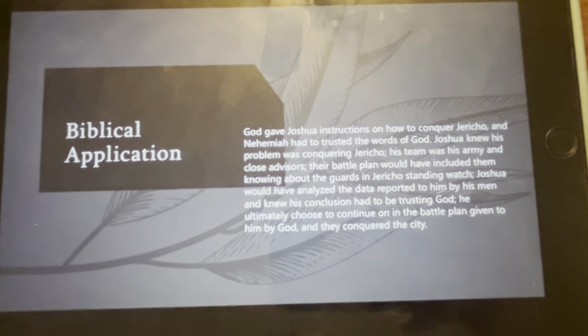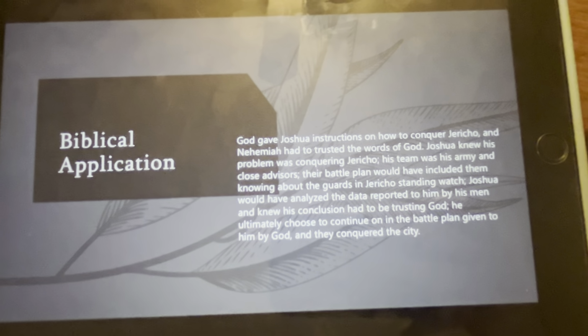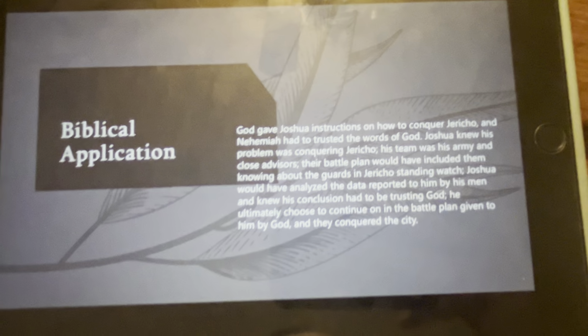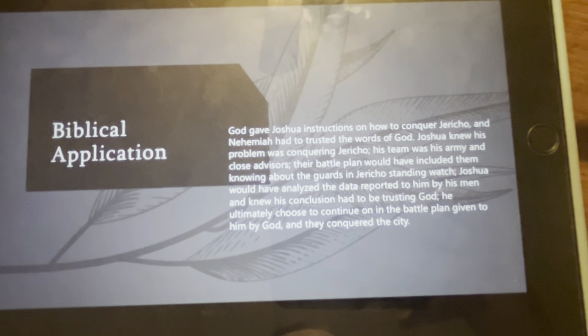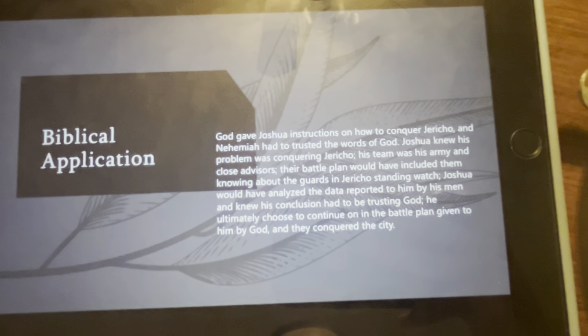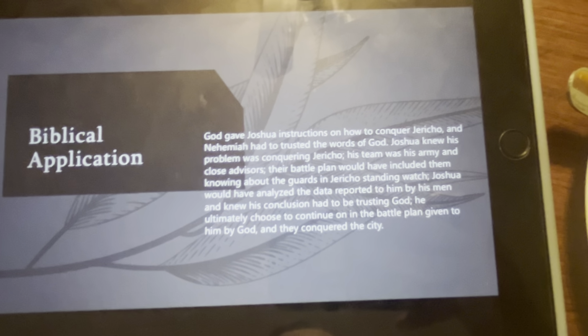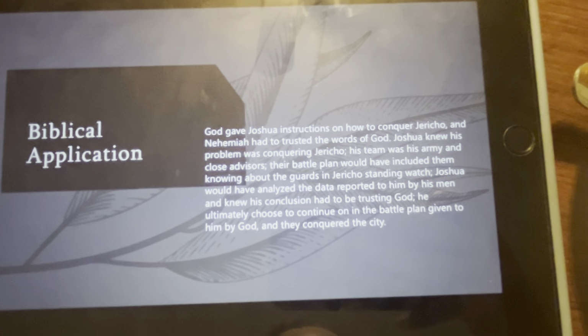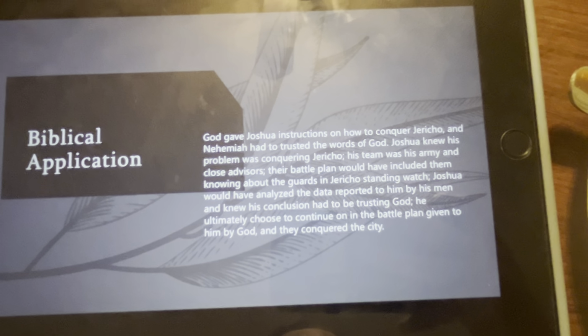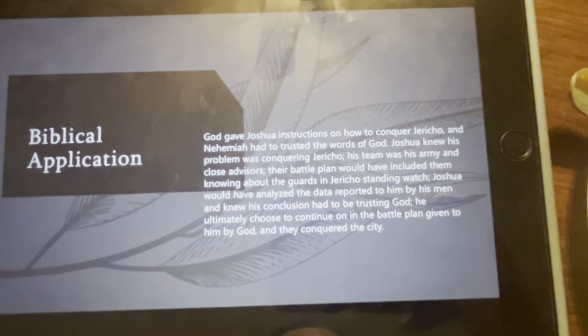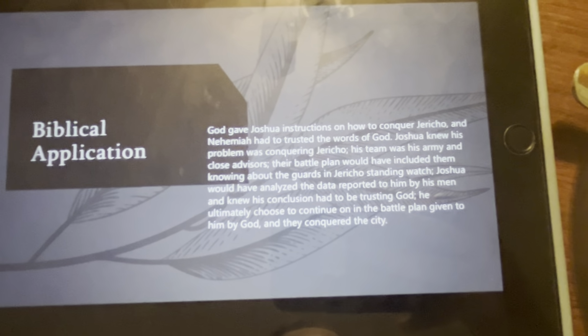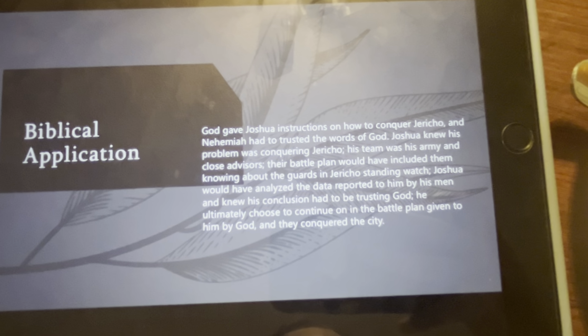A biblical application of this made me think of the battle of Jericho with Joshua. God gave Joshua instructions on how to conquer Jericho, and Joshua had to trust the words of God. Joshua knew that his problem was conquering Jericho. He knew that his team was his army and his close advisors. Their battle plan would have included them knowing about the guards in Jericho that were standing watch.